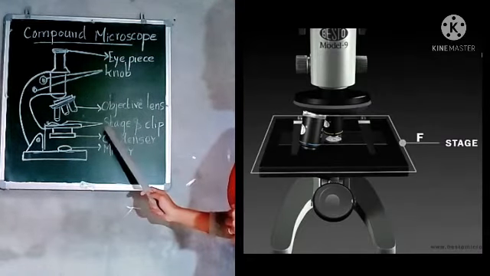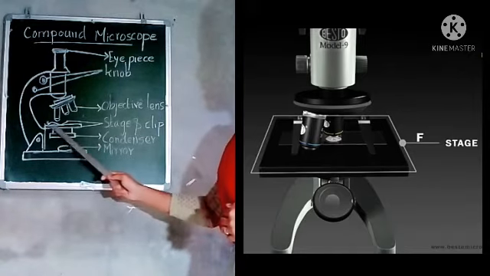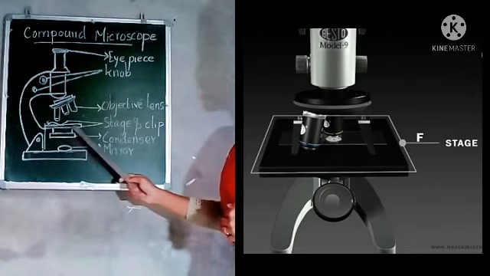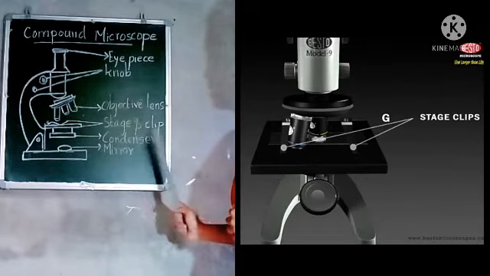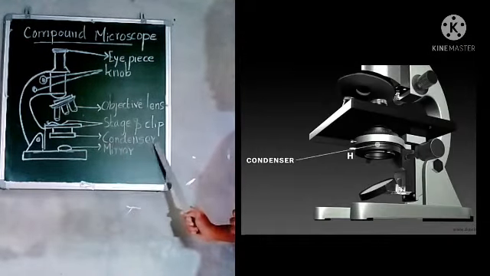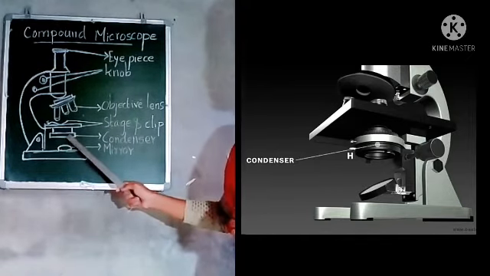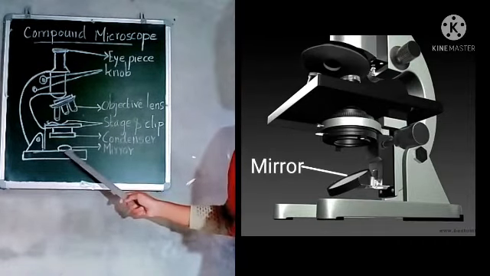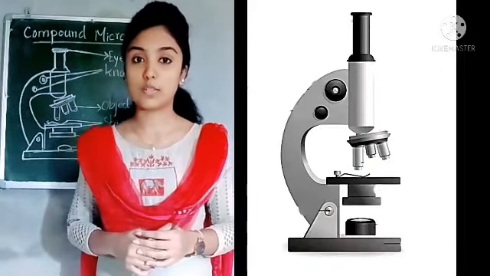Then the next part is stage and clip. Here you can see this rectangular part is the stage and clips are there. Two clips are there. Then the next part is condenser. This part is termed as condenser. And finally a mirror. So these are the different parts of a compound microscope.